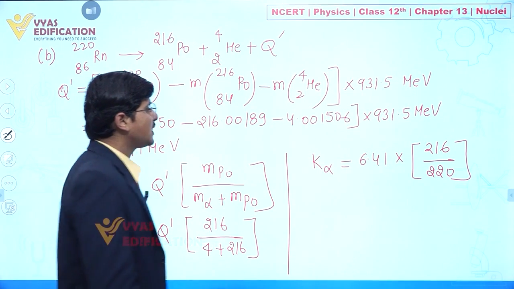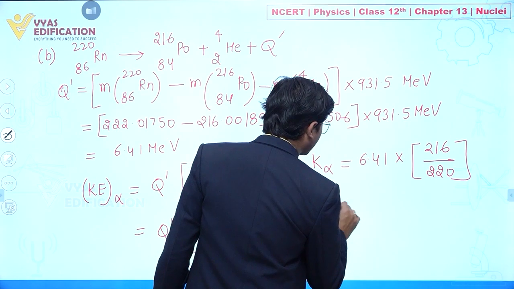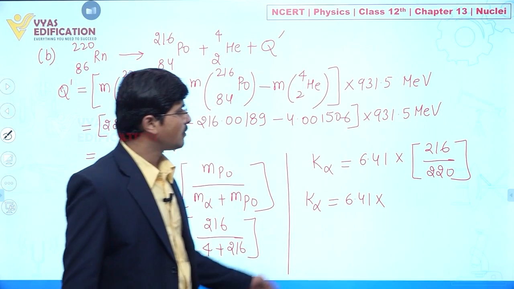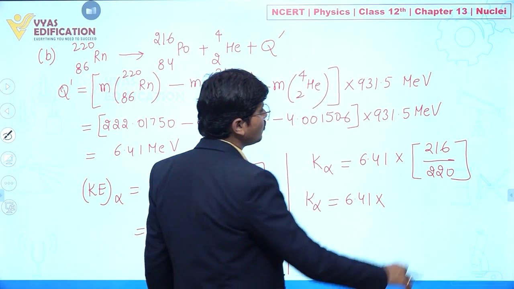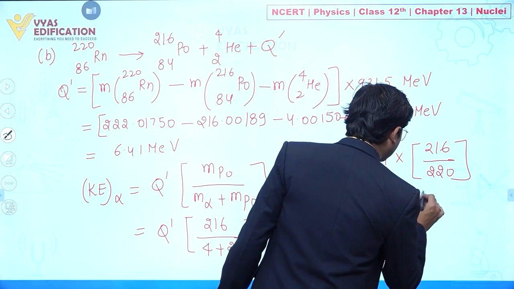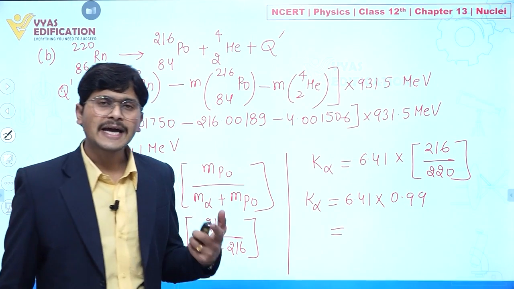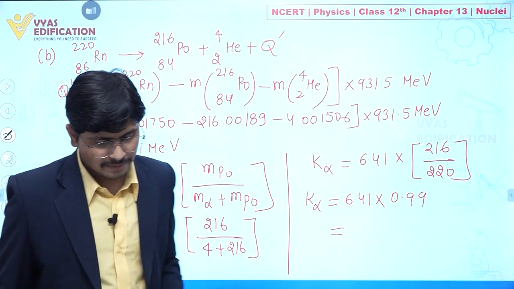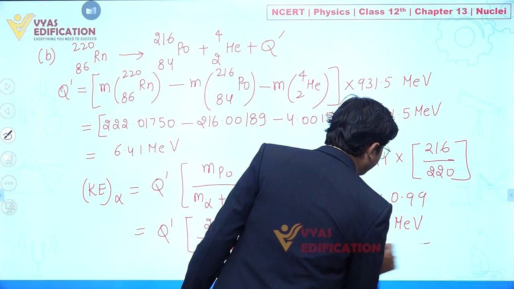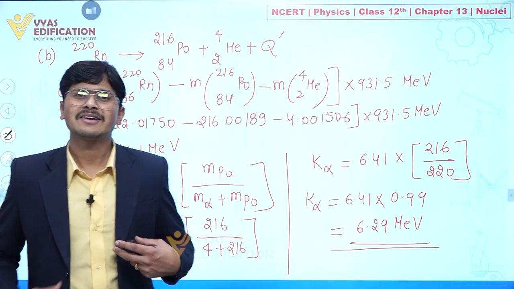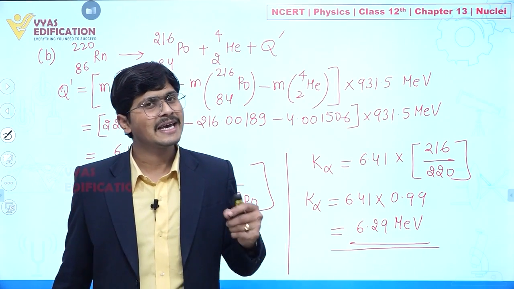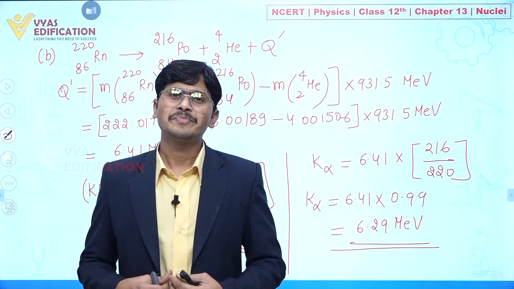So now we can write K alpha, this will be 6.41 multiplied by 216 divided by 220, so definitely this value you will get less than 1, clear. Let's suppose I am writing 0.99, clear. So the exact value of the kinetic energy of the alpha particle that I am getting is equal to 6.29 million electron volt, clear to everyone. So like this you can calculate the Q value as well as the kinetic energy of the alpha particle in both cases A and B, clear. So this is all about this question.